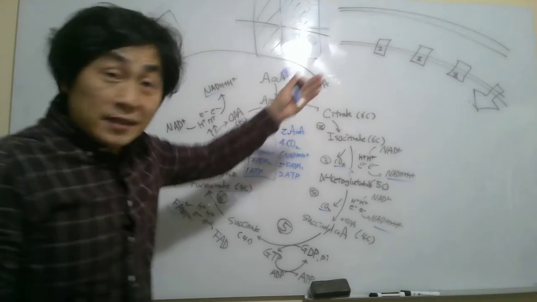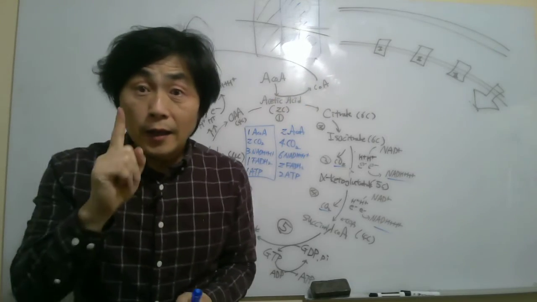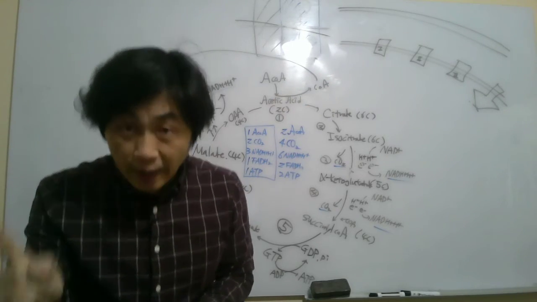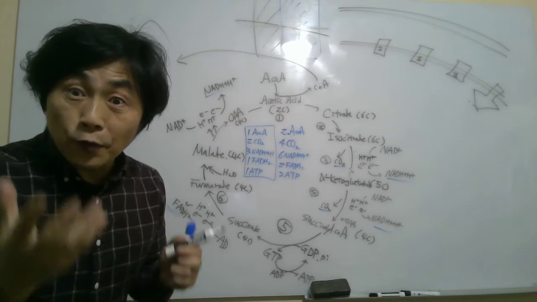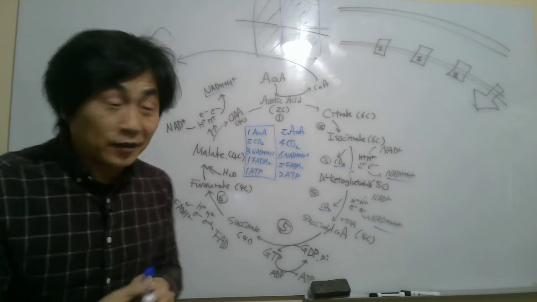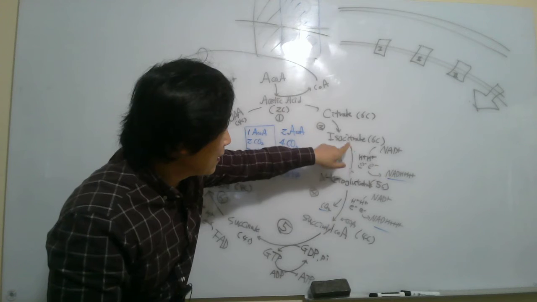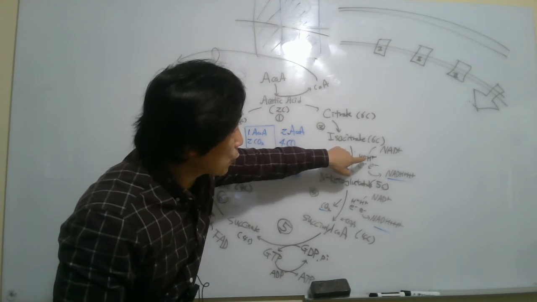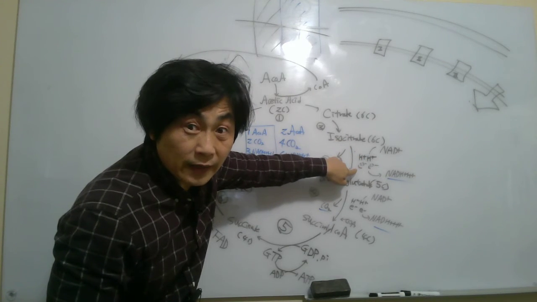Is that right? So, the ETC system. ETC: electron transport chain. It's waiting for electrons. Where are the electrons? This kind of reaction releases a proton and, at the same time, an electron.